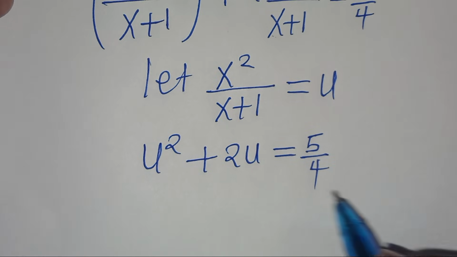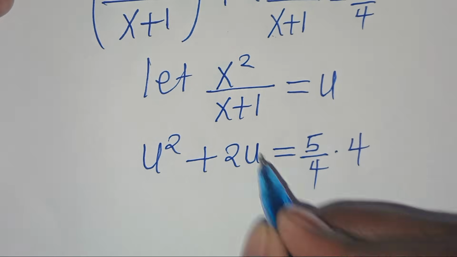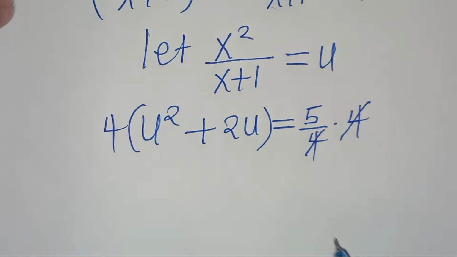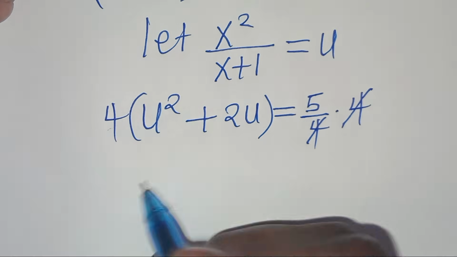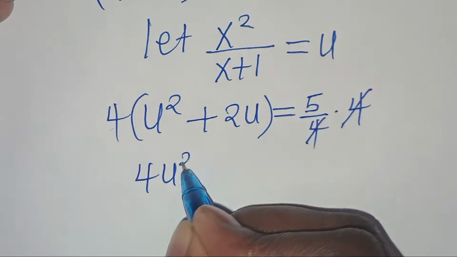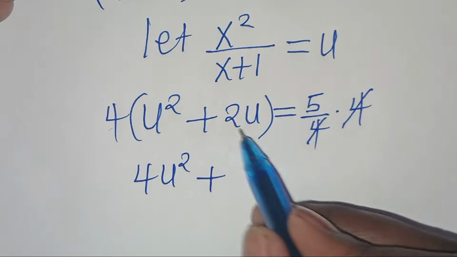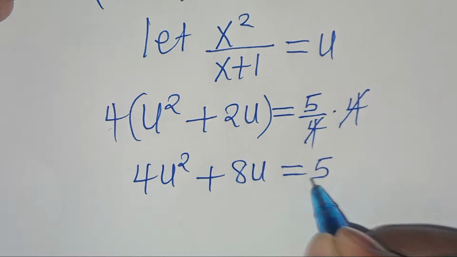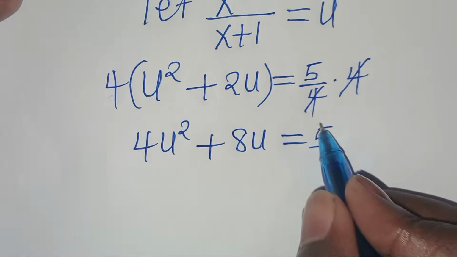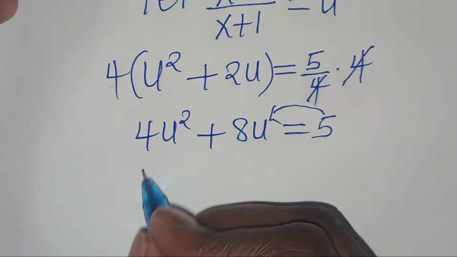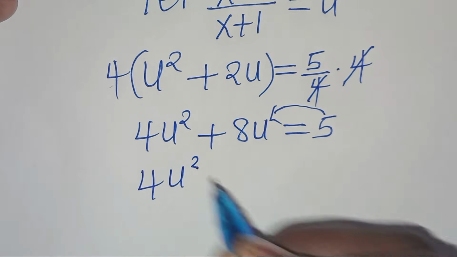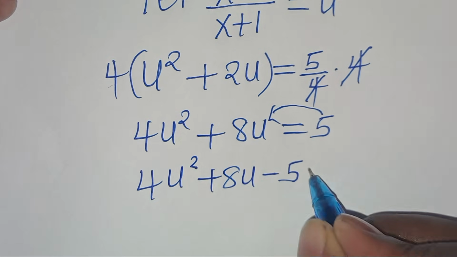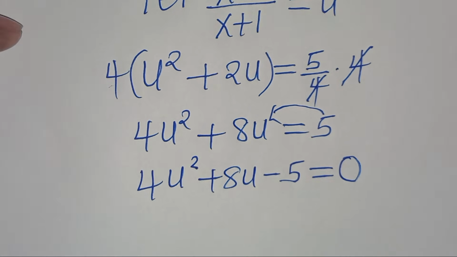Now, let's multiply both sides by 4, so that the 4 and 4 here simplify. So we have 4 times u squared, this is 4u squared, then plus 4 times 2u, this is 8u. This is equal to 5. The next step is to take 5 to the left hand side, so that we have 4u squared plus 8u minus 5. This is equal to 0.